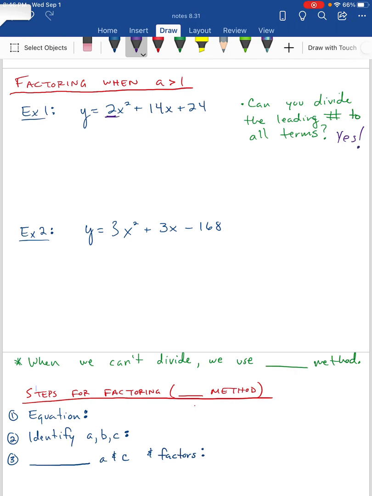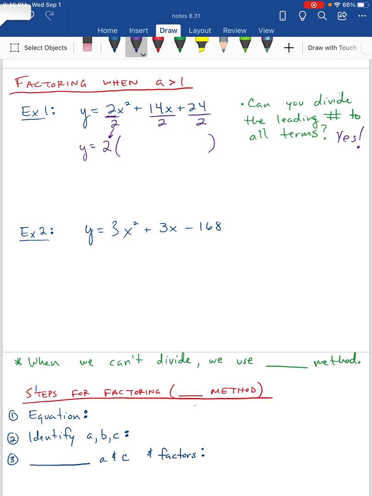I can divide 2 by 2, 14x by 2, and 24 by 2, which is going to make this problem a little easier than the ones I'm going to show you later. Because I divided every term by 2, I need to remember to bring that 2 out front, and it is going to be in our final answer.